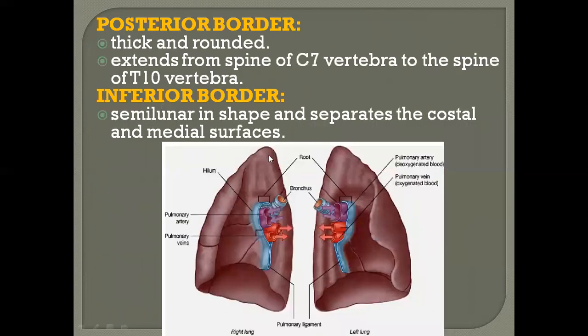Coming to this large border, which is the posterior border, it is thick and rounded on both sides. When coming to the inferior border, it is sharp among all the borders. It is semilunar in shape, and it separates the costal and the medial surface.